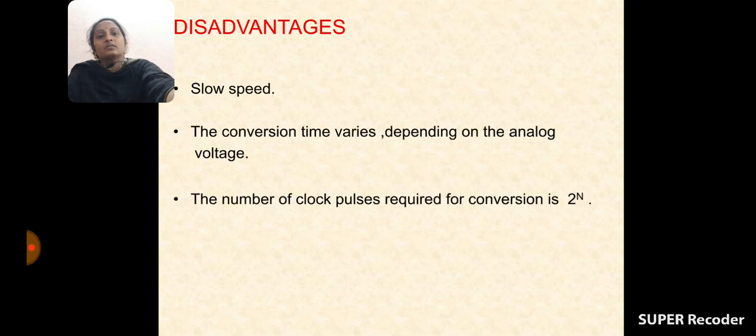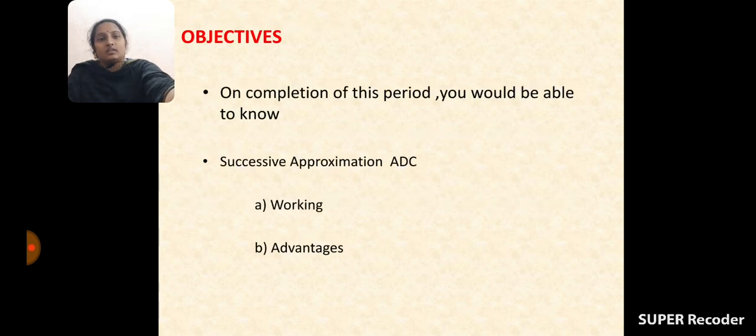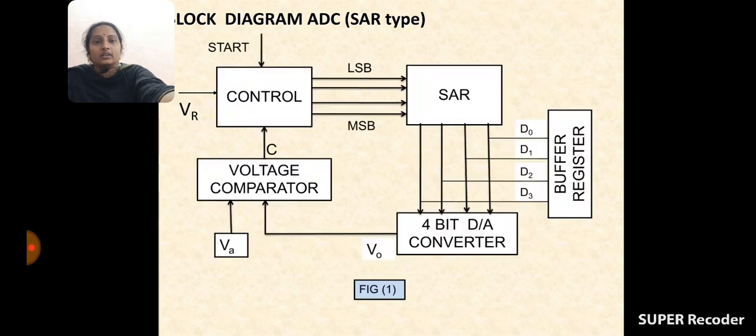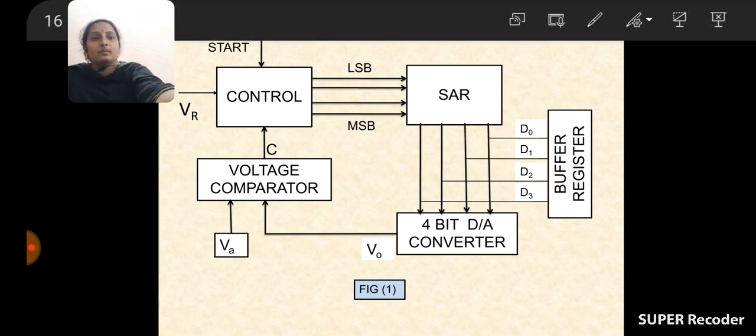And coming to the advantages, it has simple construction and is economical, but one more disadvantage is there, that it has less speed. The conversion time varies depending upon the analog voltage, and the number of clock pulses required for conversion is 2 to the power of n. It requires many more clock pulses for working.